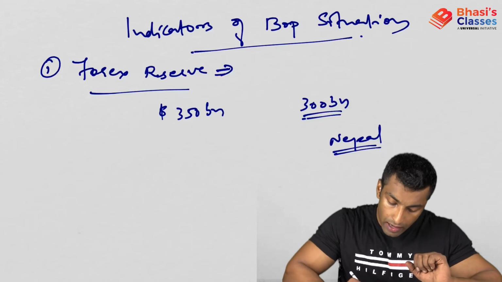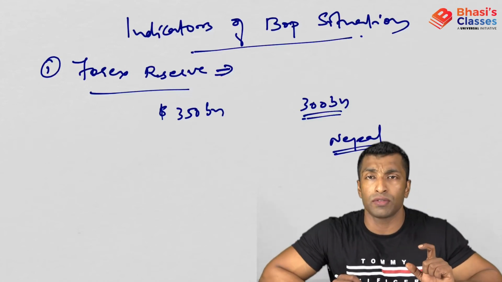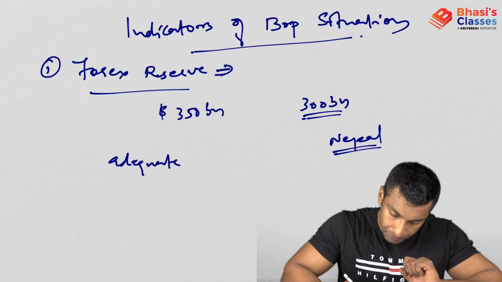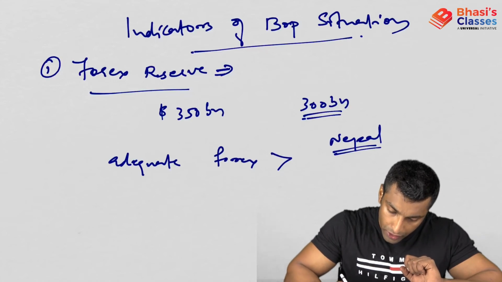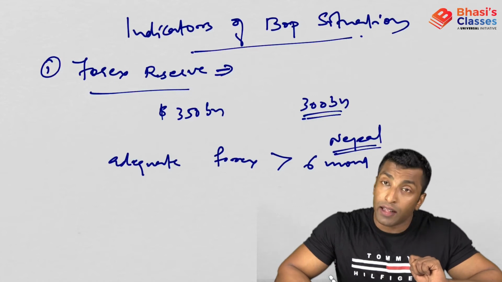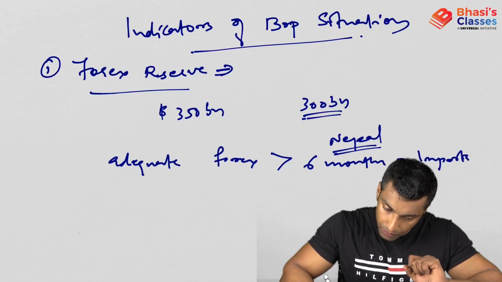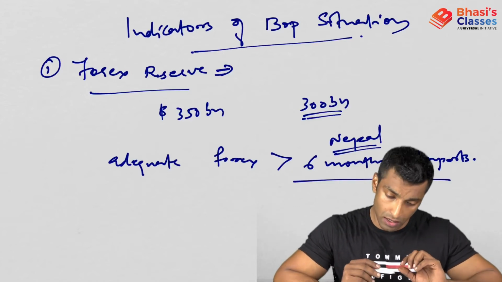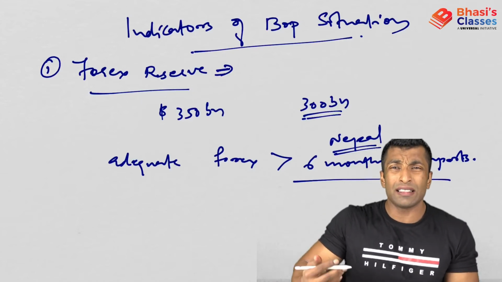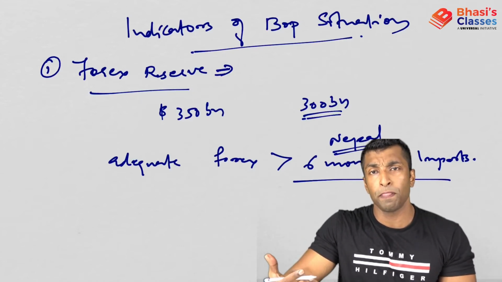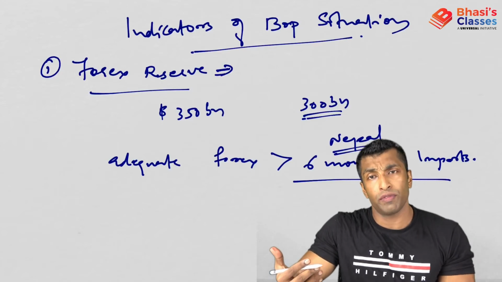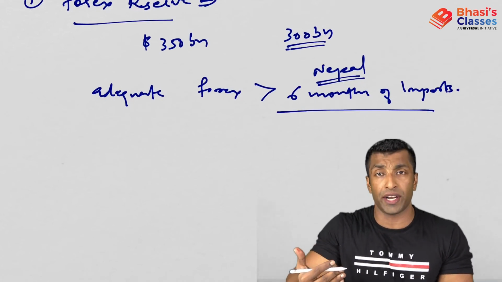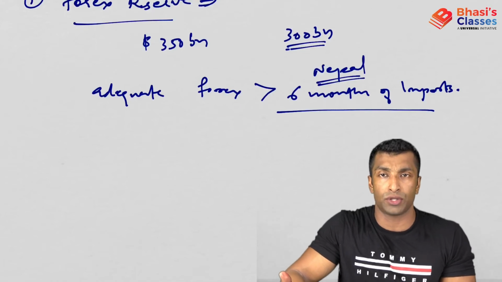So what is the actual adequate forex? Adequate forex will be greater than 6 months of imports. So import cover is used to check the adequacy of forex. The reason is that the major outflow of forex will be to pay the import bill. Even if the country is larger, if there is no import, there is no need to have that much forex. So everything is understood in terms of trade. The more the trade, the more forex is required.